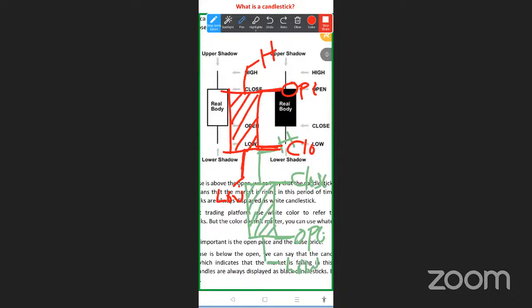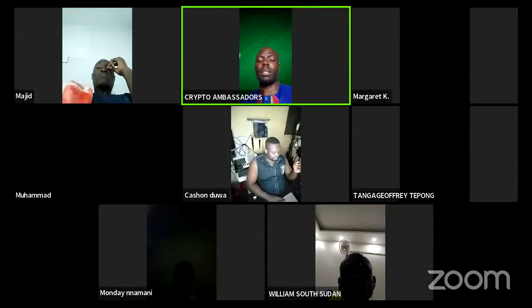Okay. Some people call this stick here the wick. Others call it a shadow. So that is what you need to understand about a candle. I don't need to go so much into what writers say about candles.